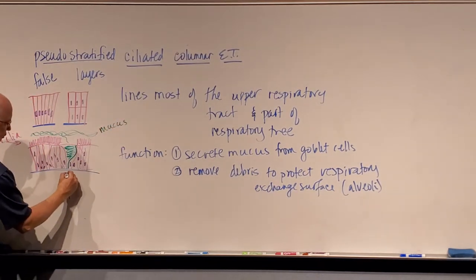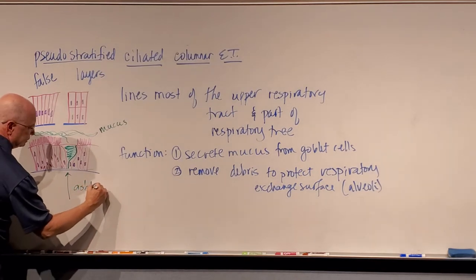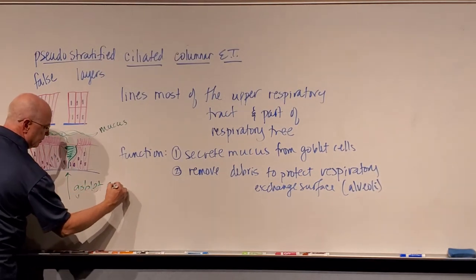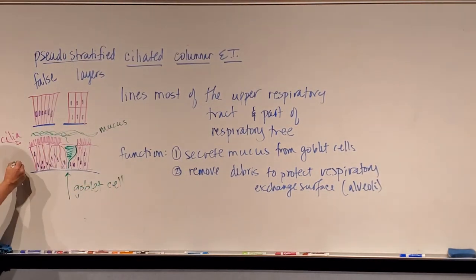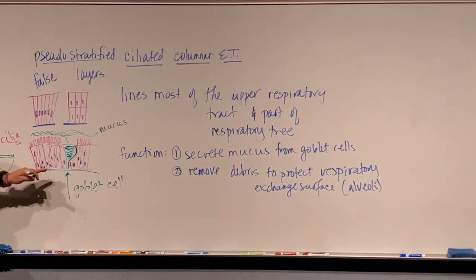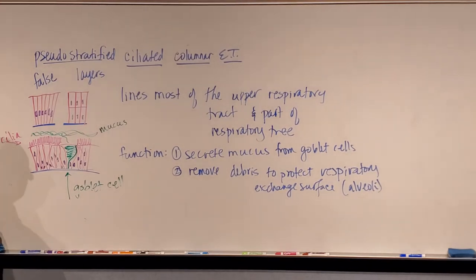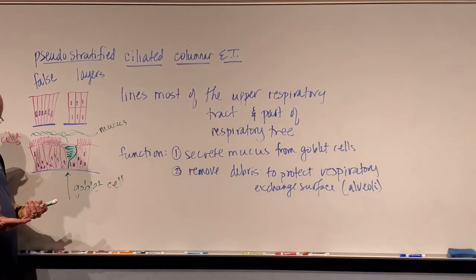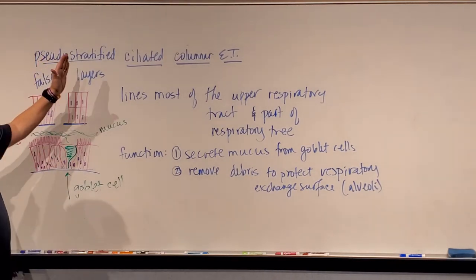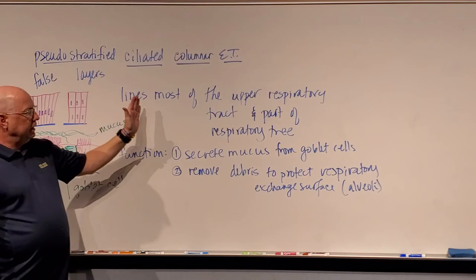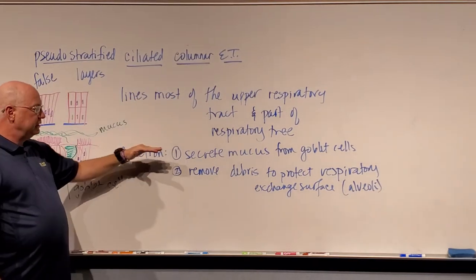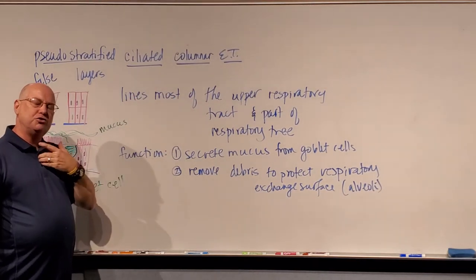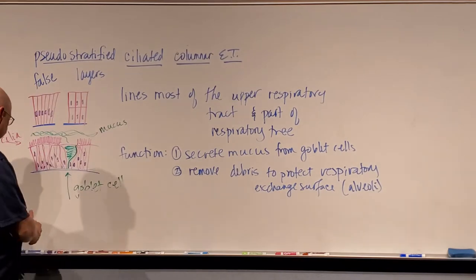And the cell that secretes the mucus is called a goblet cell. A goblet is like a wine glass. They're thick on top and skinny on the bottom. So they called them goblet cells because they look like a wine goblet, so to speak. Goblet cells secrete mucus that coats the surface. Got it? So pseudostratified ciliated columnar epithelium lines most of the upper respiratory tract and part of the respiratory tree, which is part of the lower respiratory tract.